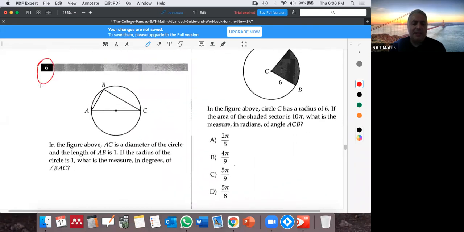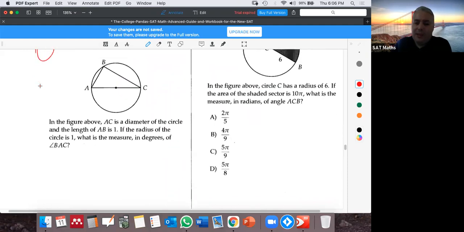Okay, let's talk about 6 since we go in order. How could it be 6? Let's think together. In the figure above, AC is the diameter. AC is the diameter, so this is R, and this is directly 90 degrees. Remember the rule we said? If you don't remember, half of 180 is 90.